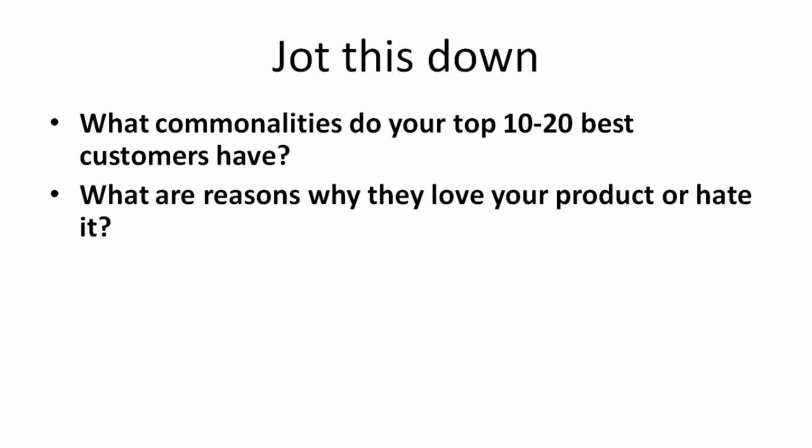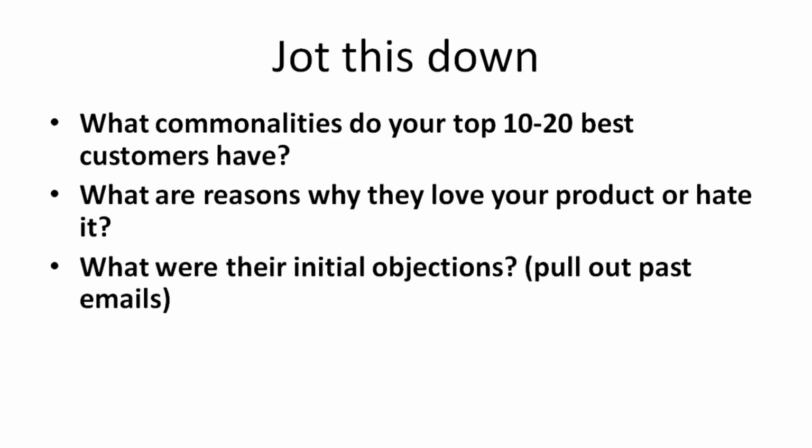What are reasons why they love your product and hate it? Probably the best way to do this is to try to dig up the emails in the communication that you've had in the past. What were their initial objections? Pull out the past emails, see what kind of questions they had previously. If you can find some commonalities between the questions that they asked, then you have more reason to think, okay, this must be the commonality, this must be the objection, and so forth. Because a lot of times, the objections that we think may be objections really are not objections to our audience. So we really have to get proof and facts.